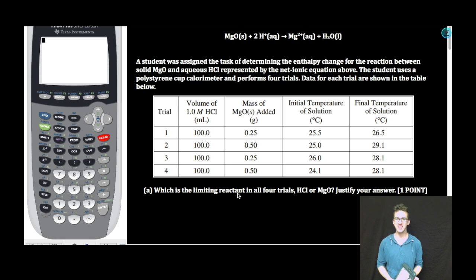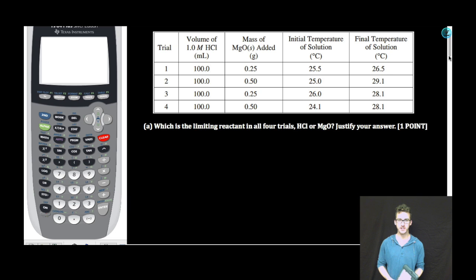A student was assigned the task of determining the enthalpy change for the reaction between solid magnesium oxide and aqueous hydrochloric acid, represented by the net ionic equation above. The student uses a polystyrene cup calorimeter, fancy, and performs 4 trials. Data for each trial are shown in the table below. Boom! Part A. Which is the limiting reactant in all 4 trials?